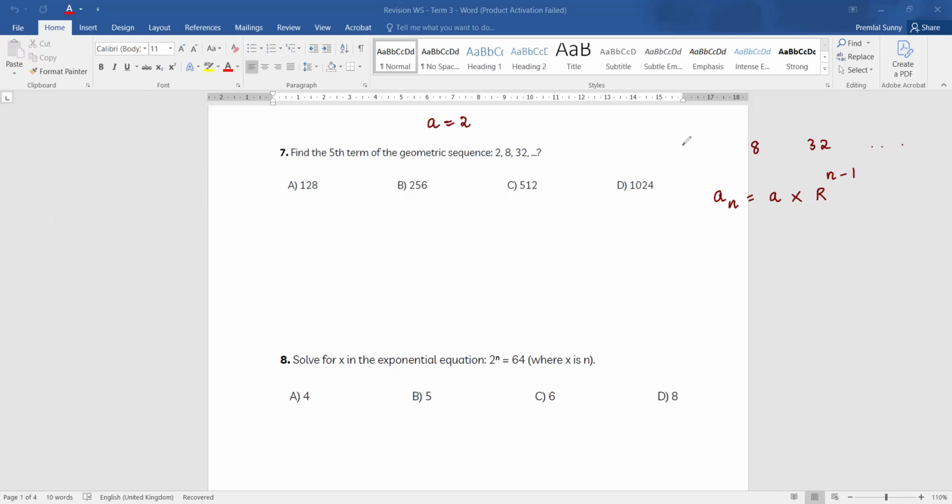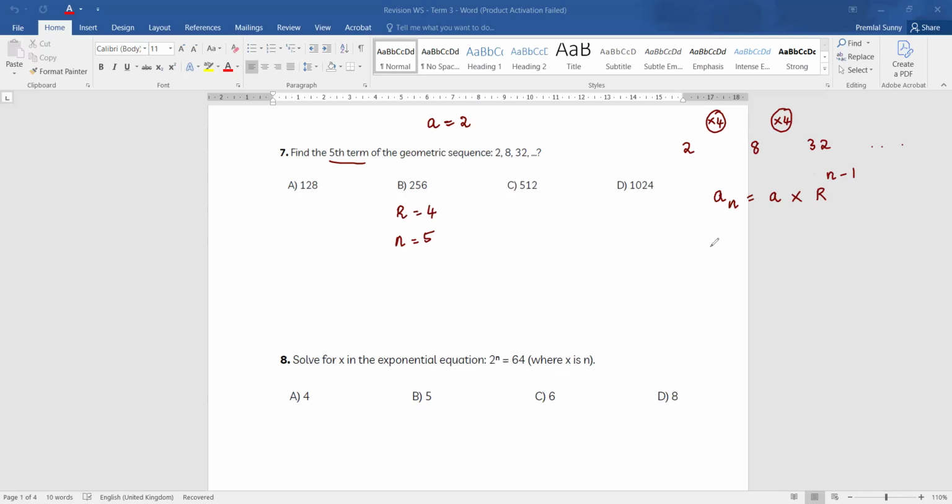Now, moving on to finding out what R is. To find out R, we need to check with which number we should multiply constantly or repeatedly to get the next term. So we know 2 times 4 is 8. 8 times 4 is 32. Therefore, we are multiplying by 4 to get the next term. So the common ratio is 4 here. And now n, we will get it from the question. Find the fifth term, which means n is 5.